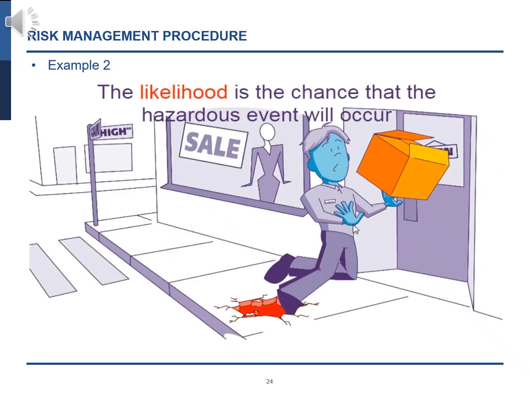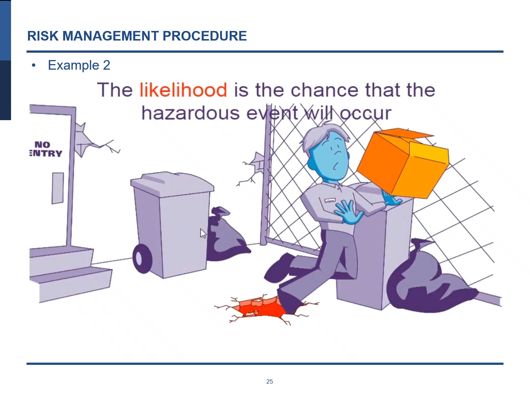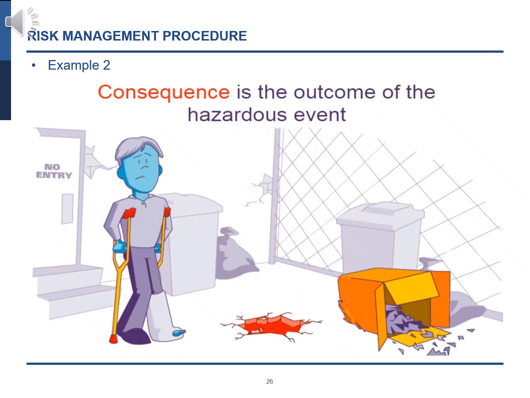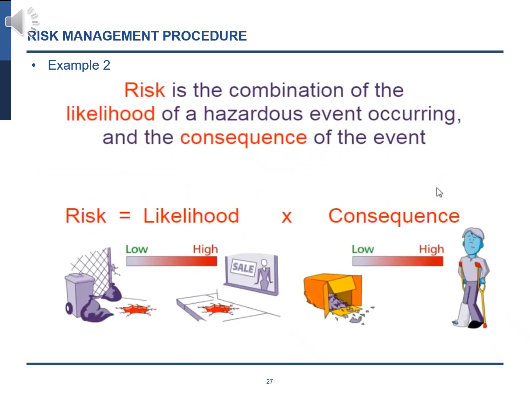The likelihood is the chance that hazardous event will occur. Consequence is the outcome of the hazardous event. Risk is the combination of the likelihood of a hazardous event occurring and the consequence of the event.